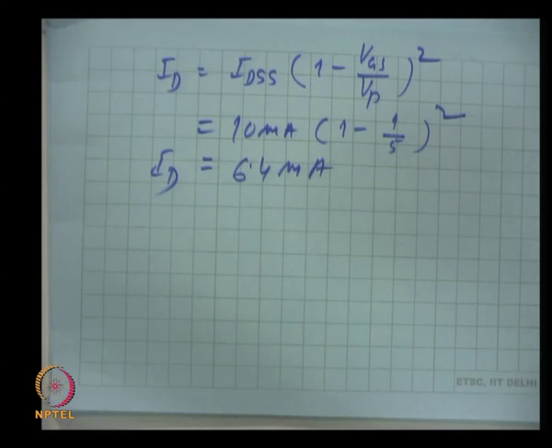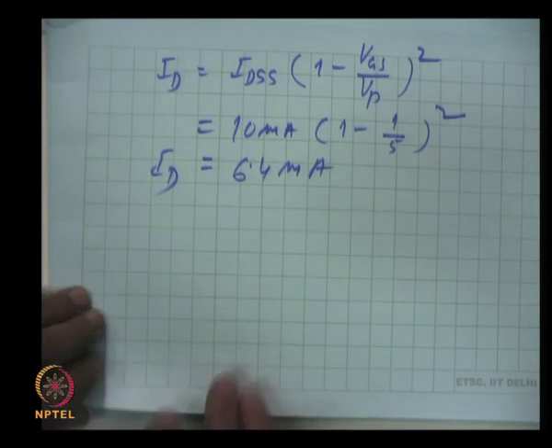So, this is about junction field effect transistor. We will return to junction field effect transistor again when we talk of biasing and other things. Let us talk of other devices. The next device in this module, which is very significant, the most important device today in electronics, is MOSFET.